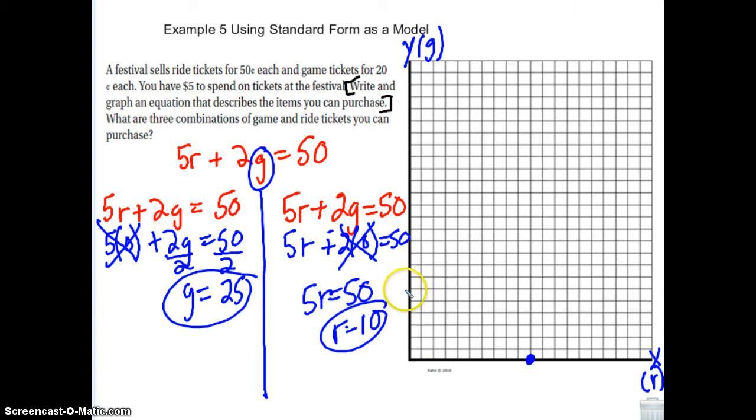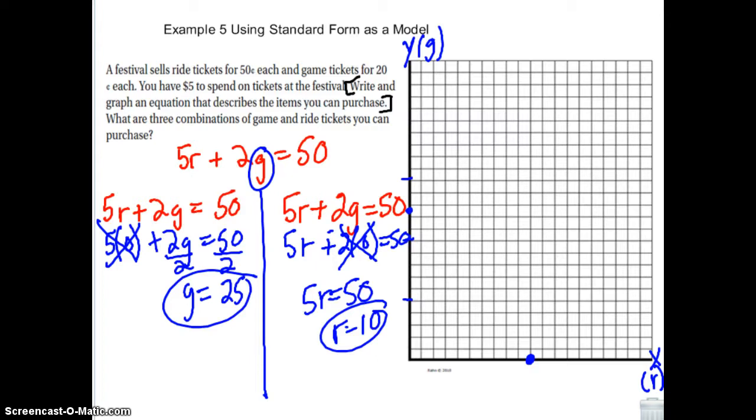Now, I'm not going to try to count to 25 all the way up here because that would take forever. So what I'm going to do is go up by 2s. 2, 4, 6, 8, 10, 12, 14, 16, 18, 20, 22, 24, 26, 28, 30. We know this is 24, and this is 26, so it's right between them. So it's going to go right here.